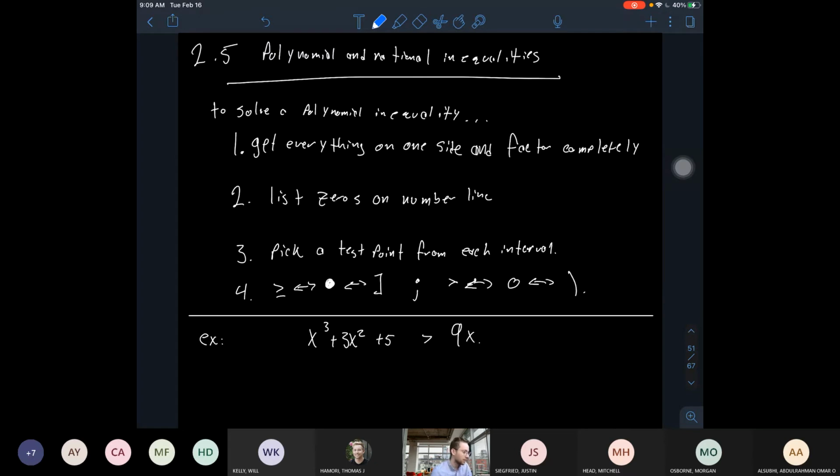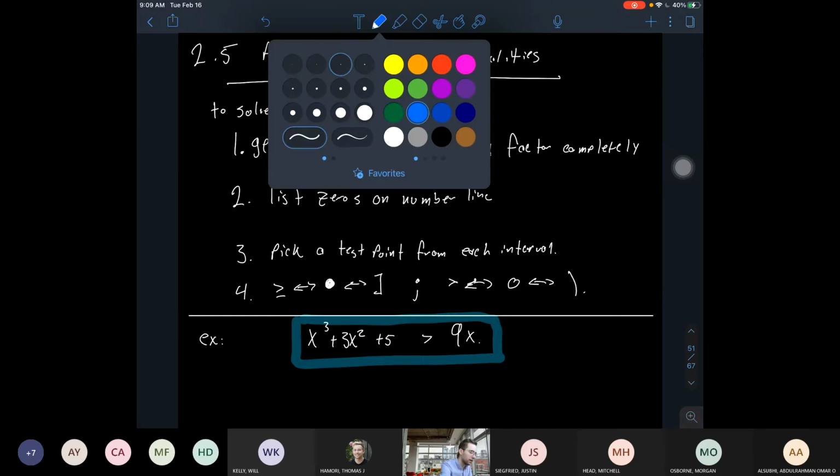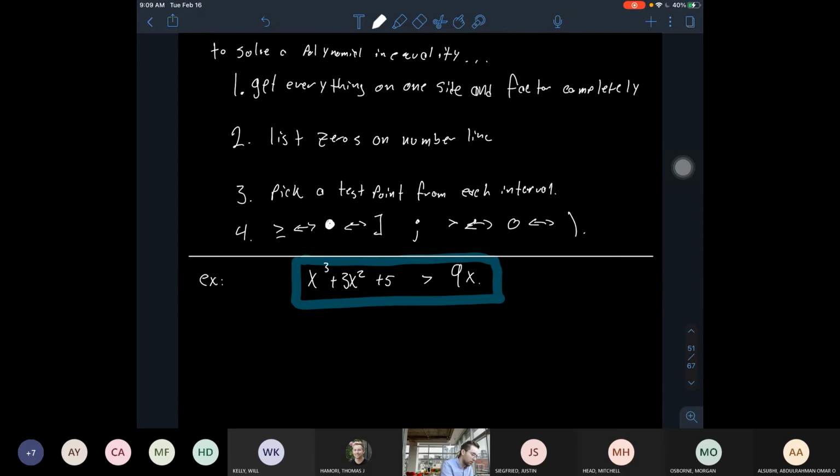So let's start by talking about how we handle a polynomial inequality. Okay, so a polynomial inequality is something like this, where we have an inequality with a polynomial on both sides. So a greater than sign, a less than sign, greater than or equal to sign, or a less than or equal to sign. Okay, and here's how we're going to solve it. The very first step is to get everything onto one side. Just move everything over. In fact, why don't I go ahead and go through these steps one by one. So the first step is get everything over to one side. So we do x cubed plus 3x squared minus 9x plus 5 is greater than 0.